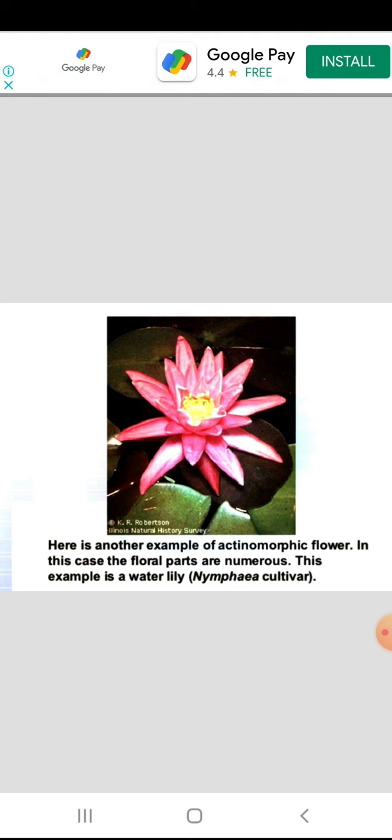Here is another example of an actinomorphic flower. In this case, the floral parts are numerous. This example is a water lily.